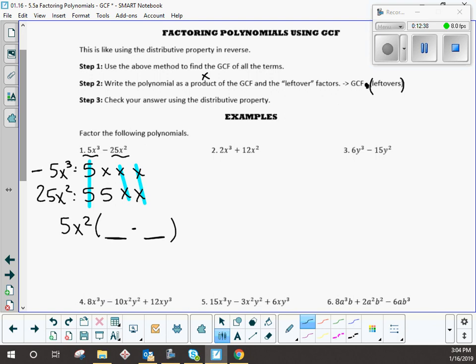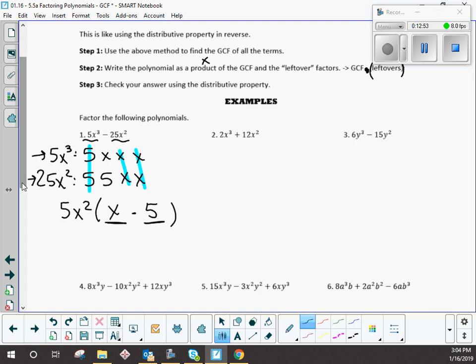So in that first term right here, the 5x cubed, what was left over? X. And then minus comes from the original problem. What was left over from the second term? 5. 5x squared times x minus 5. How could I check this if I wanted to? What does that look like? What property? When something's on the outside of parentheses, it's like distributive property. Right?